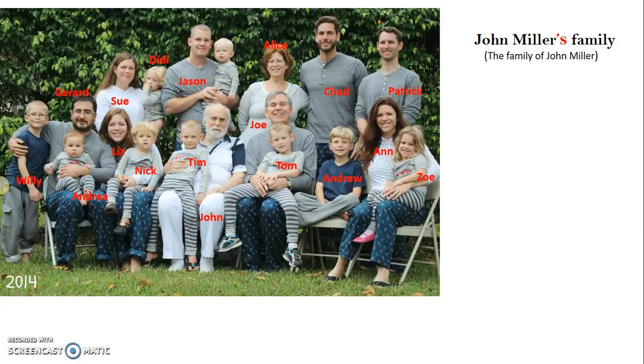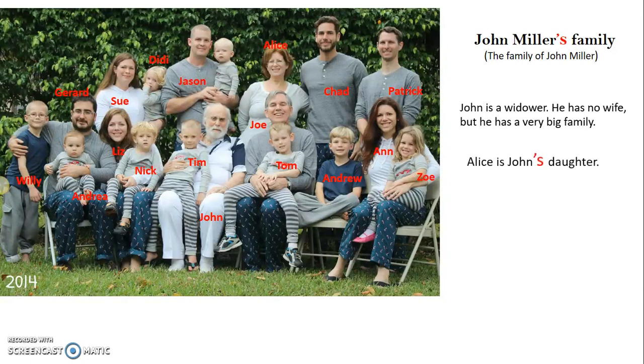Let's look at some examples. John is a widower. A widower has no wife. He has no wife, but he has a very big family. A widower is a person whose wife has died. Yes? So John has no wife, but he has a very big family. Alice is John's daughter, similar to saying the daughter of John. But we correctly say Alice is John's daughter.